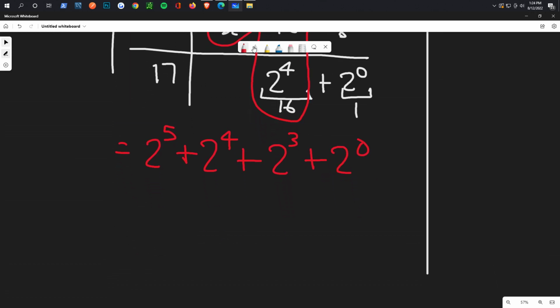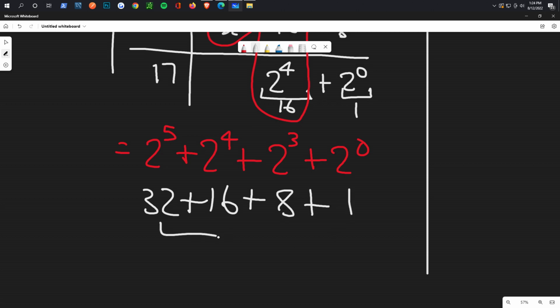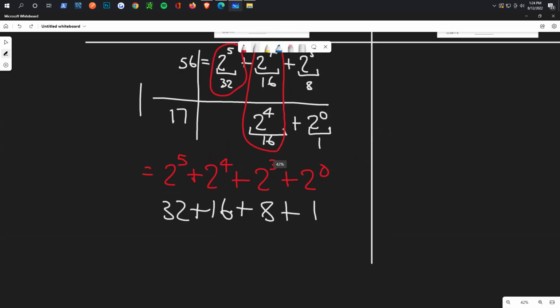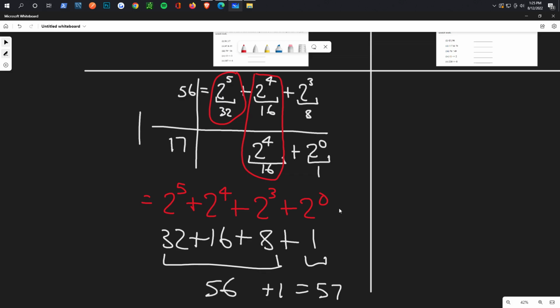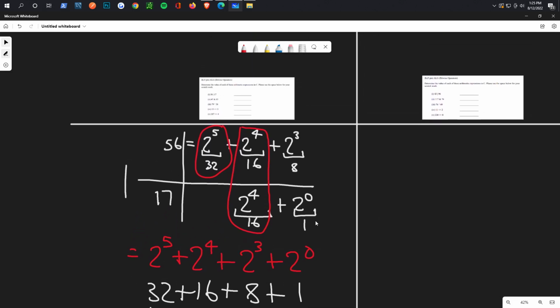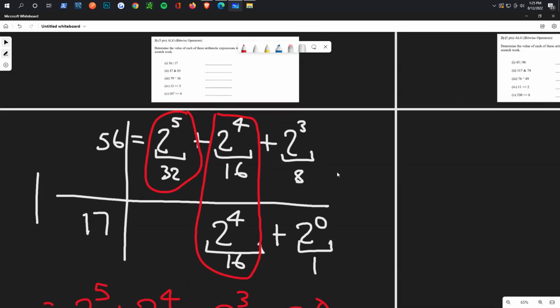And this is going to end up being 32 plus 16 plus 8 plus 1. So funny thing is right here we have 32, 16, and 8, which this entire thing is equal to 56. So we just have 56 and then plus 1. So that's an easy way to calculate that. This might look like a lot, but it's much easier once you get into certain types of questions.